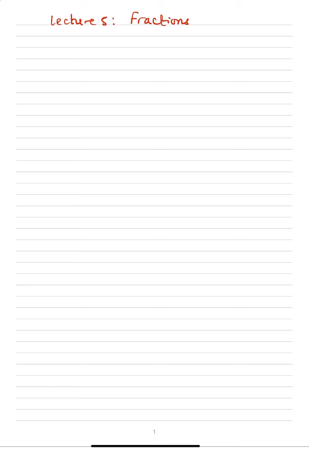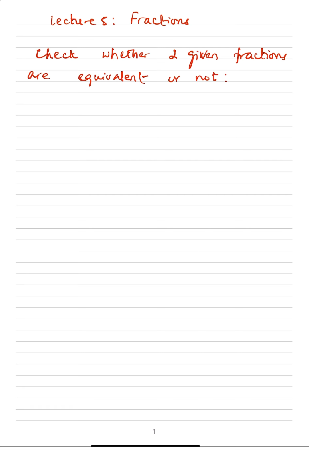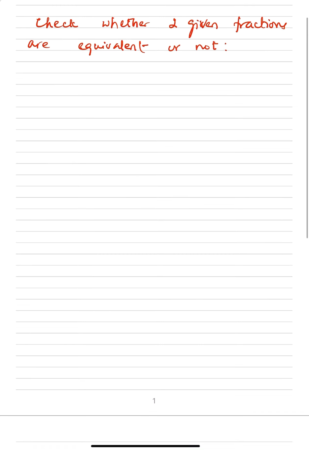In the last lecture we covered equivalent fractions, and today we will check whether two given fractions are equivalent or not. So how do we check? To check this, it is very simple: we need to cross multiply first.